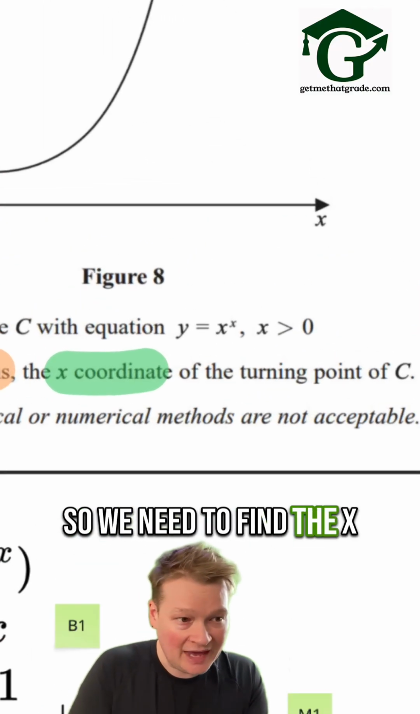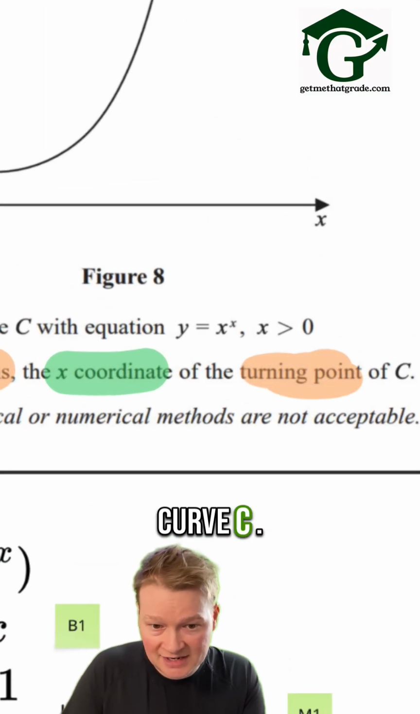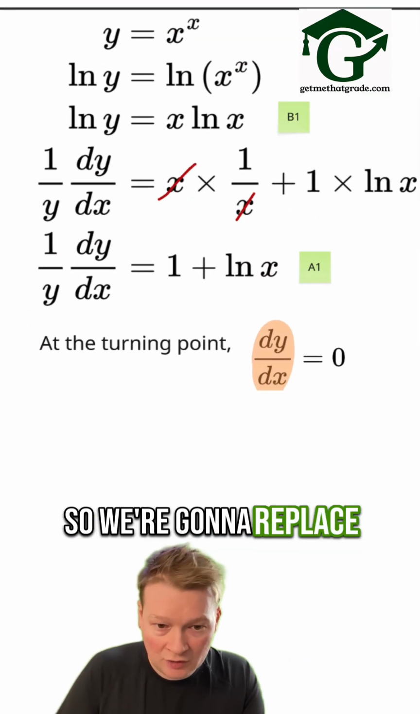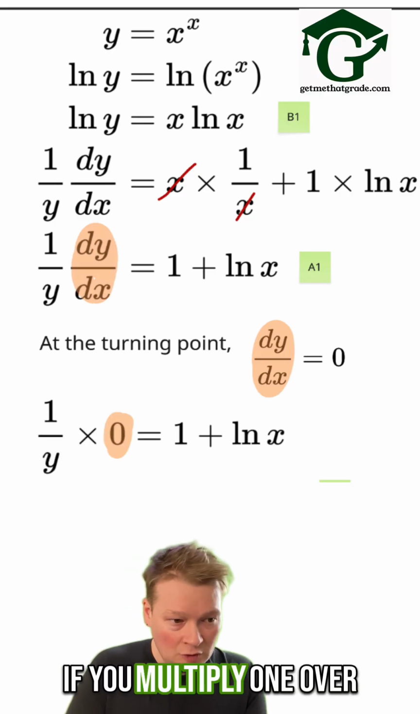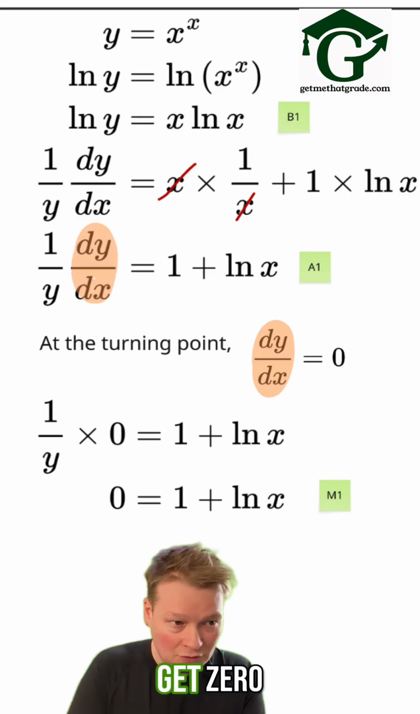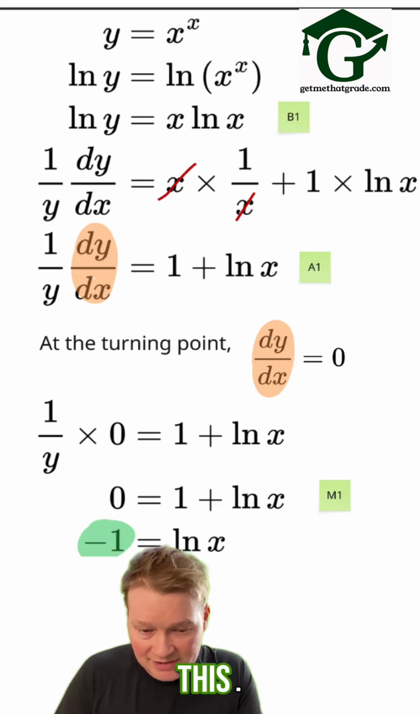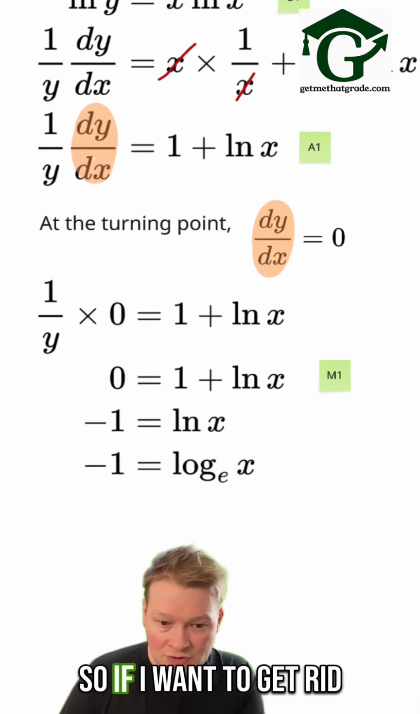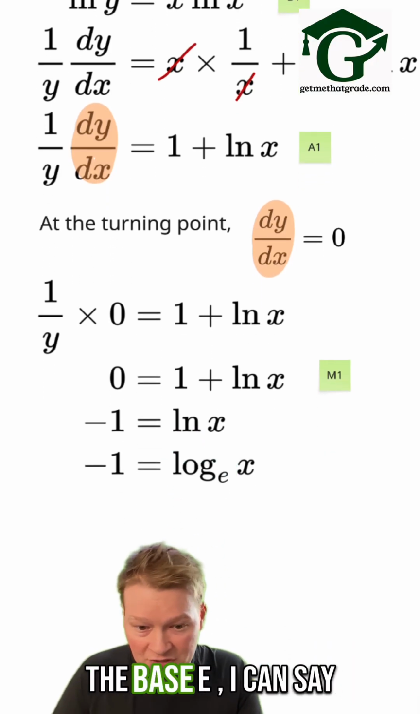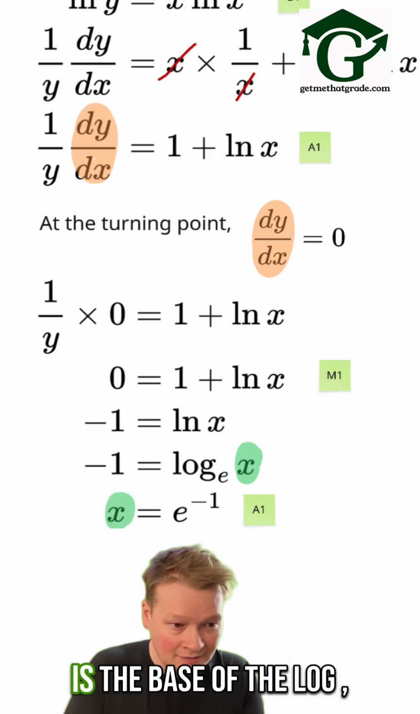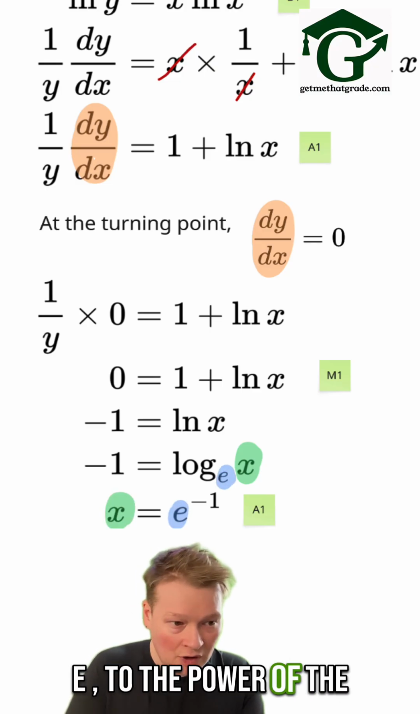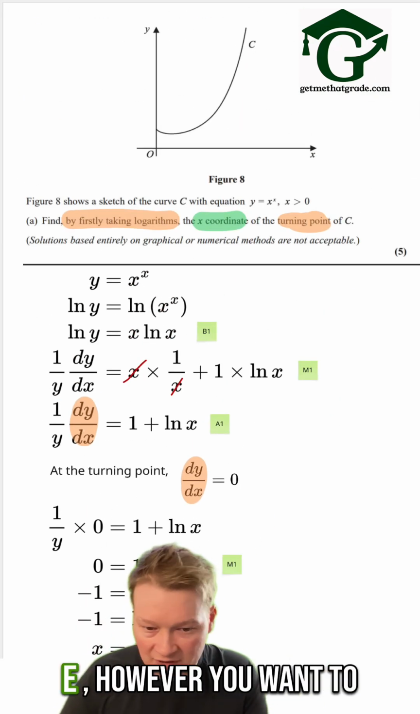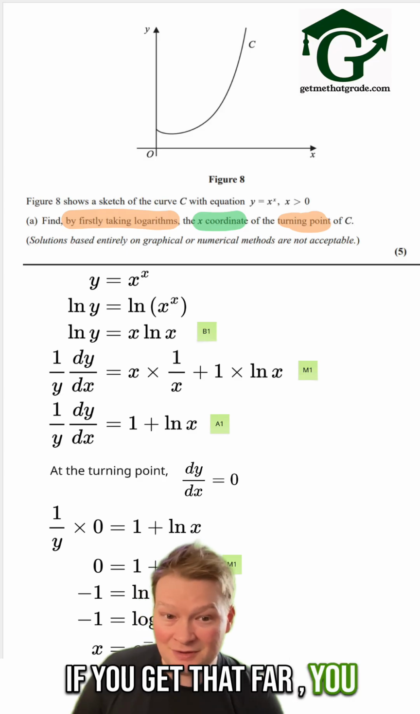So, we need to find the x-coordinate of the turning point of the curve C. At the turning point, you should know that the gradient, that's dy by dx, equals 0. So, we're going to replace the dy by dx in this formula with 0. If you multiply 1 over y by 0, well, you get 0. Subtract 1 from both sides, we get this. Now we just need to isolate the x. Remember that natural log means log to the base e. So if I want to get rid of this log to the base e, I can say that x is e to the power of the right-hand side, to the power of minus 1. So there we are, x is e to the power of minus 1, or 1 over e, however you want to write it. If you get that far, you get your final 5th mark.